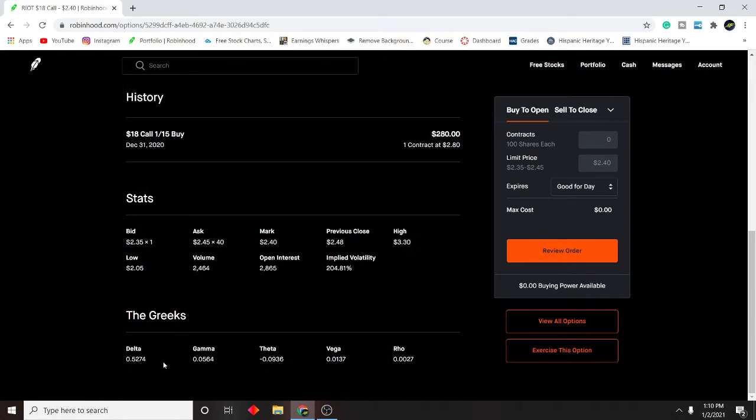So Delta is how much per dollar move, times everything, times 100, because it's 100 shares. So each dollar move would be $52, or if you round it, $53. So that's pretty nice. Each dollar that Riot moves, you get $53, which is kind of nice. Almost 50% gains.